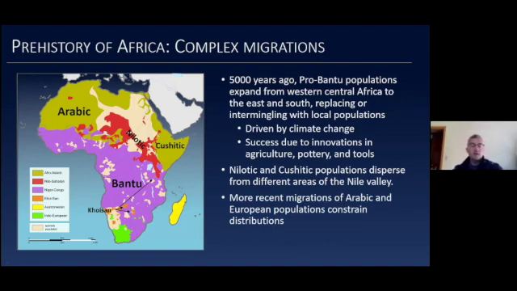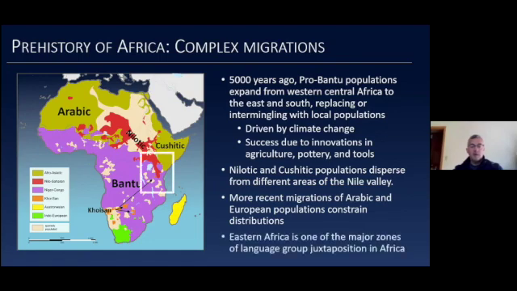But what's interesting, if you look at Eastern Africa, is that this is a place where we have this real juxtaposition of different language groups. Cushitic languages, Nilotic languages, Bantu languages. There's even a little pocket of the ancient Khoisan language here in Tanzania. So Eastern Africa is this place where all of these different cultures are intermingling.